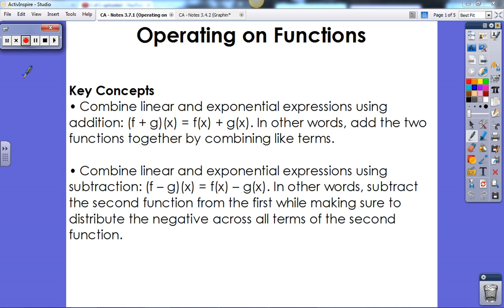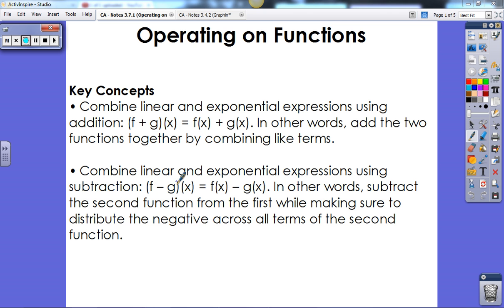In this lesson, we're going to talk about operating on functions. So basically taking more than one function, two or more, and adding them, subtracting them, multiplying them, and dividing them. So if I am asked to combine them, and it looks like this, f plus g of x, and that's how it's said, f plus g of x, basically I'm just asking you to take f of x and g of x and add them together.